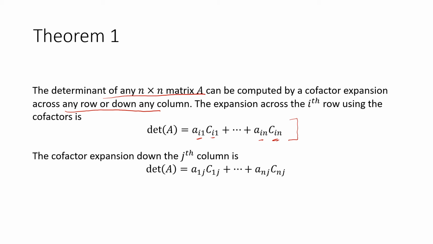Or you can do it down a column and it gives you that equation, which is the first number in the column times the cofactor all the way down plus the last number in the column times the associated cofactor. You can do that for whichever one you want, and you're going to come out with the same number every time. That number is called the determinant.